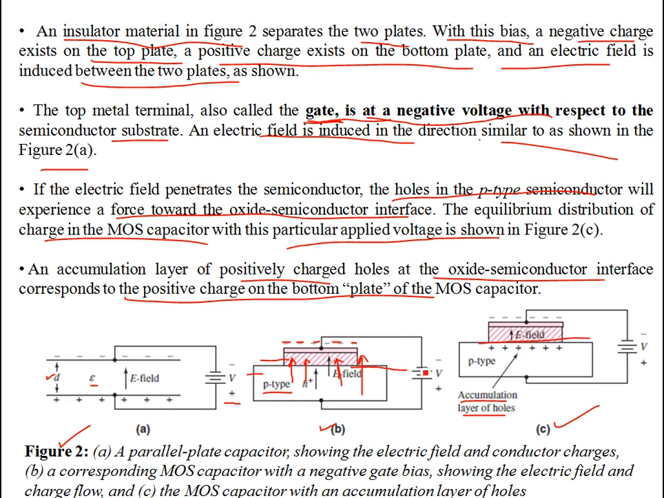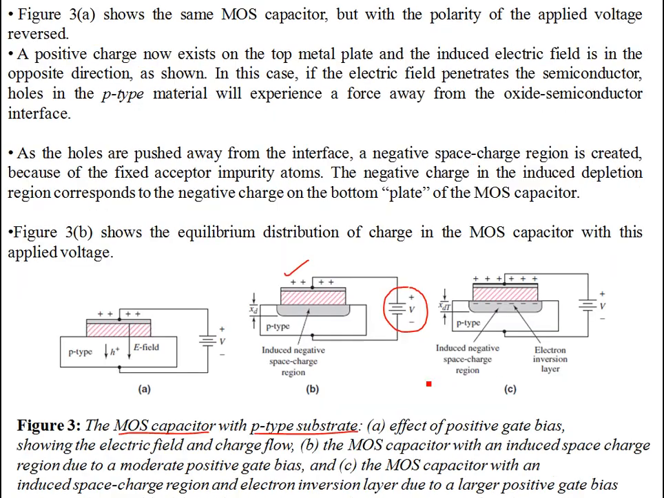Last time the orientation of the supply was such that the metal plate got negative charge. Now it is positively charged. Figure 3a shows the same MOS capacitor, but the polarity of the applied voltage is reversed. A positive charge now exists on the top metal plate, and the induced electric field is in the opposite direction as shown. So it's the other way around.